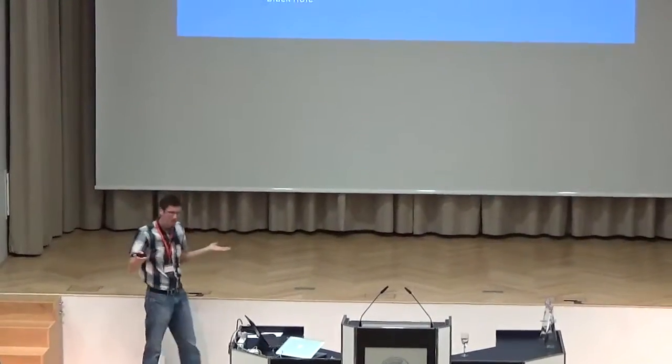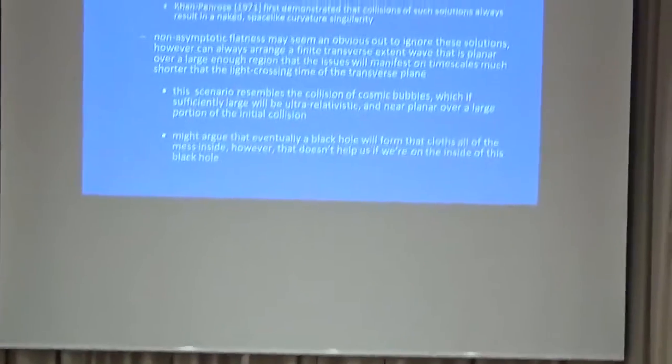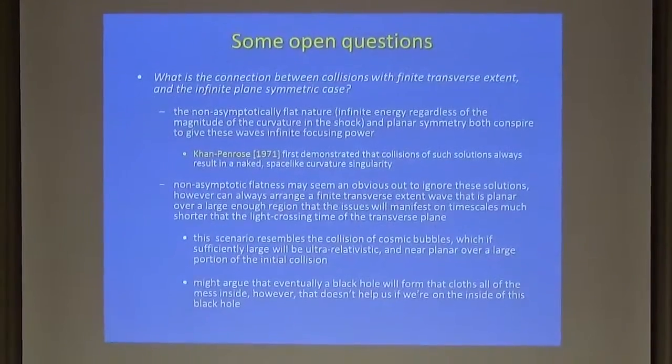And if, for example, we're in that region, it's not going to help us if someone says, well, don't worry, cosmic censorship's fine, because they're big black holes that will eventually consume us. Right? If there was a cosmic bubble collision in our past, now there's a big black hole horizon around us, that's not necessarily a comforting thought. So I think there are still some interesting questions.